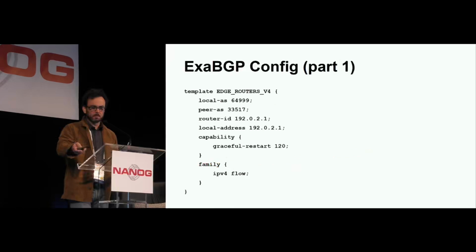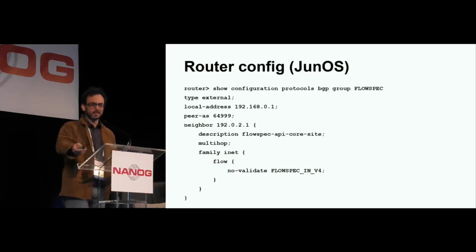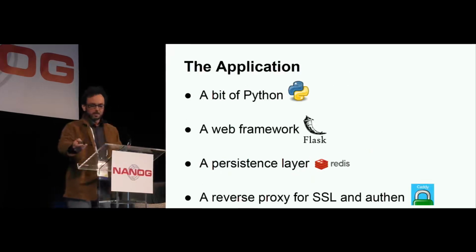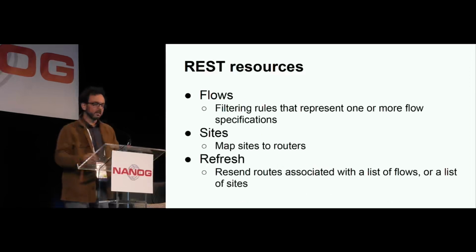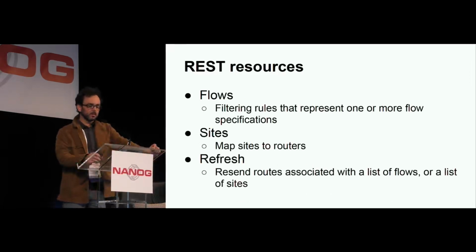The timer, what's it called? The graceful restart, saying my memory. If graceful restart has expired, then you need a way to refresh that route, that flow spec definition. And that allows you to send it to all the routers affected by that rule.